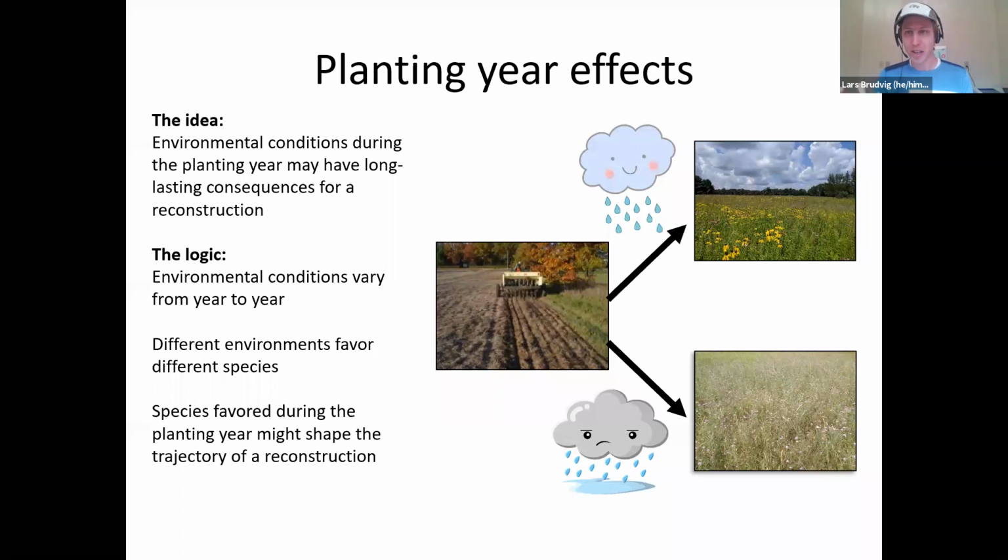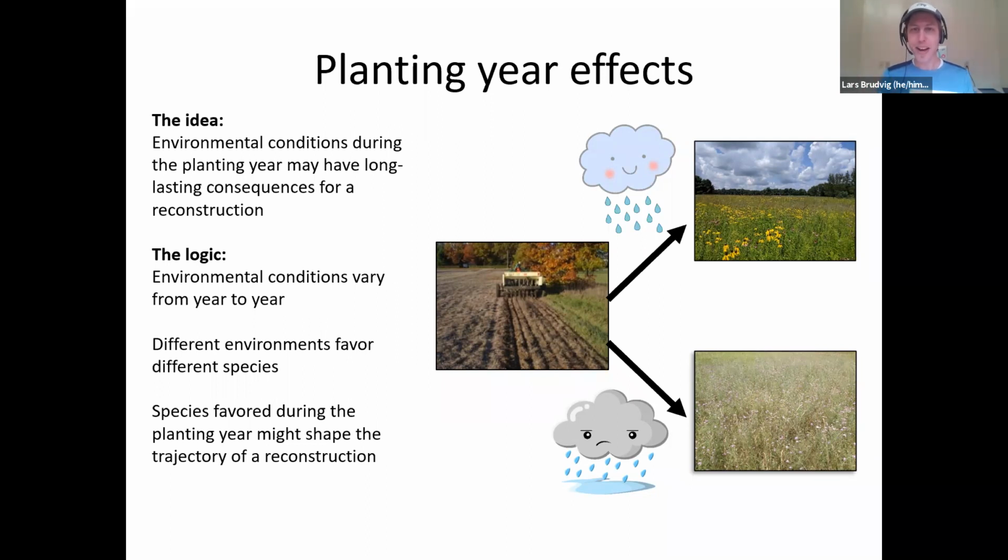We know from a long history of research in ecology that different environmental factors favor different species. And because of that, we might have different species favored in different planting years, again, because the environmental conditions differ. And so some species may establish, other species might not establish, and that might then shape the trajectory of the reconstruction, either because those species persist or because they may influence additional species that are able or not able to establish. So the key point then is that these environmental conditions at the onset may have long-lasting influence on the way that a reconstruction bears out.